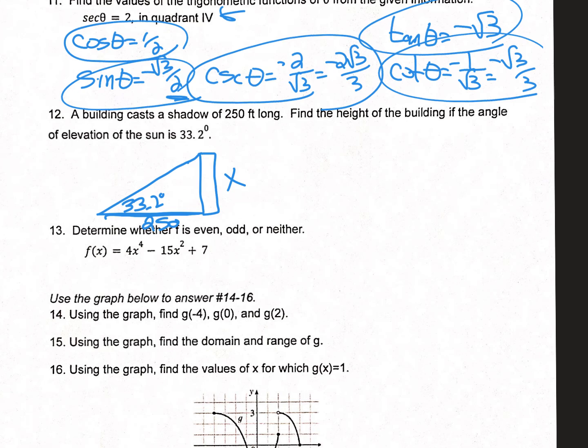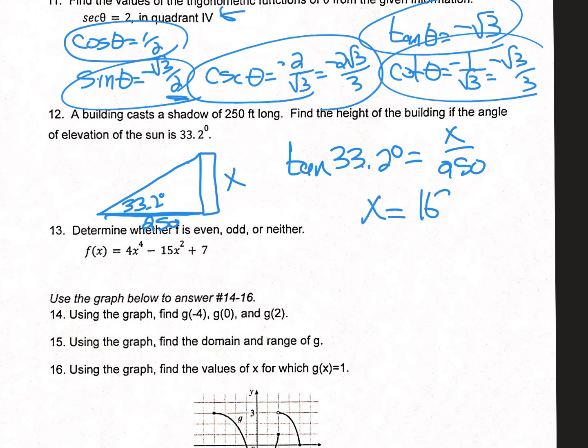I have the opposite side and the adjacent side. Opposite over adjacent is tangent, so I'm going to do tangent of 33.2 degrees is opposite over adjacent. And now I'm going to just solve that. I'm multiplying 250 times tangent 33.2 and getting 163.6 feet. That's how tall the building is.